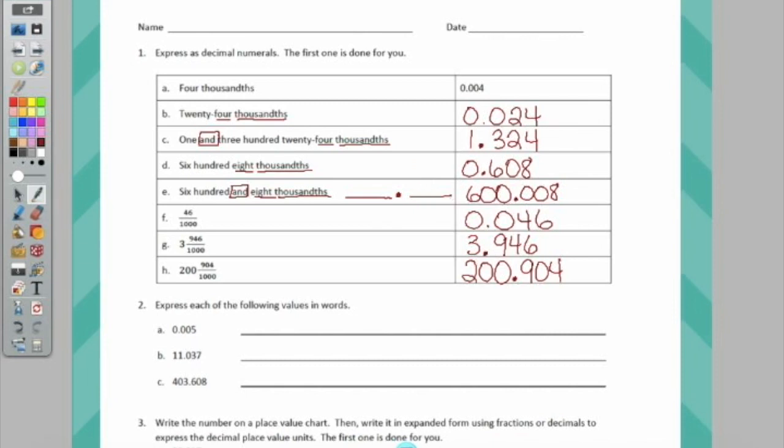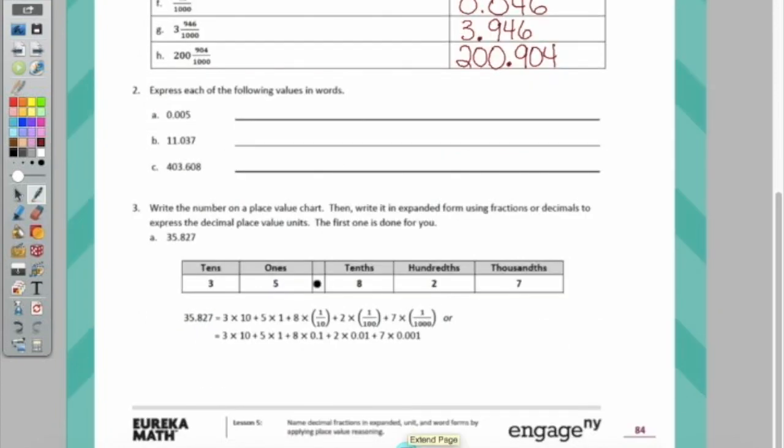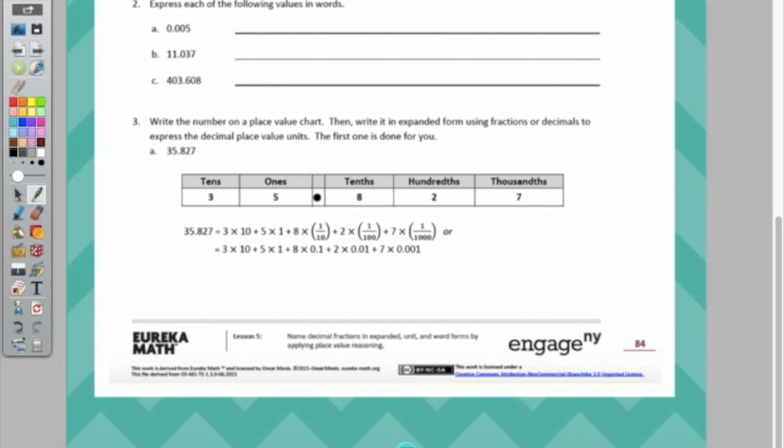Number 2 is word form. Now, all you have to do is be able to read the number. Remember yesterday I told you, I've been having you say those numbers because that's word form. So turn to your neighbor and tell them how to say this number. Okay, so if you said 0 and 5 thousandths, you're incorrect because we don't say $0.05. We just say 5 cents. So try it again. 5 thousandths.